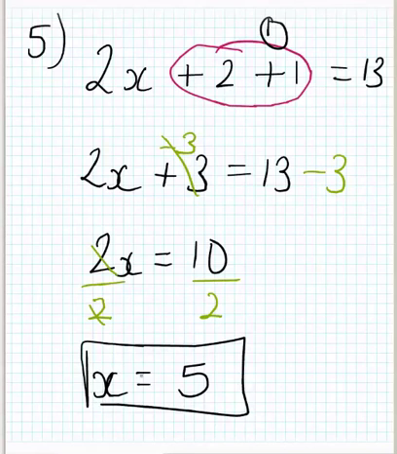Okay, and then verify your answer. If x is 5, we would have 2 times 5, which is 10. And then 10 plus 2 is 12. And 12 plus 1 is 13. So yes, we are correct.